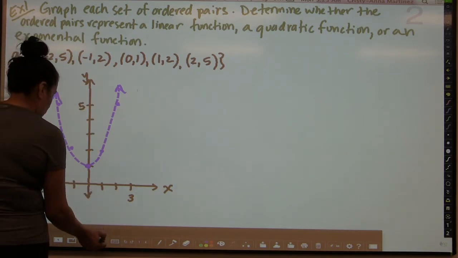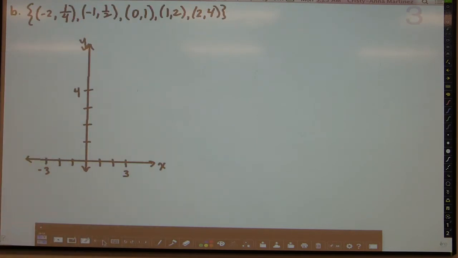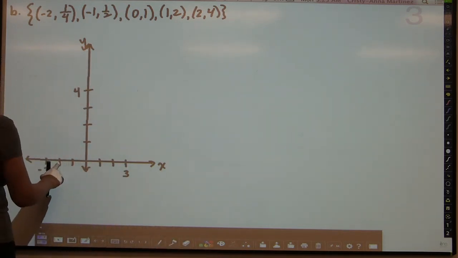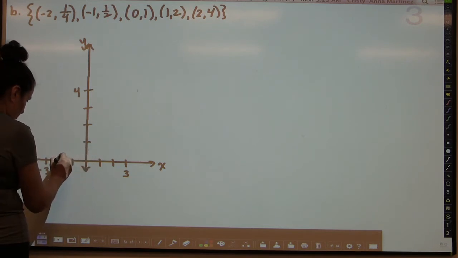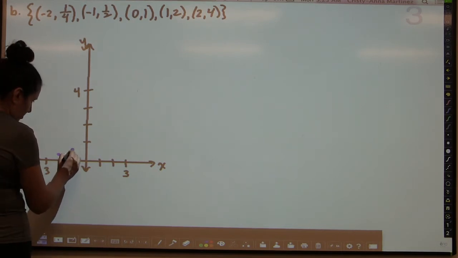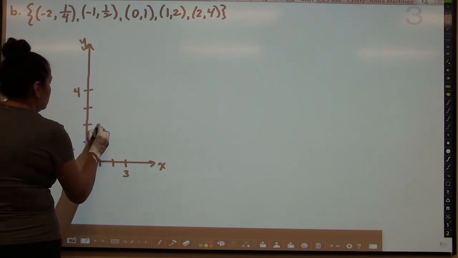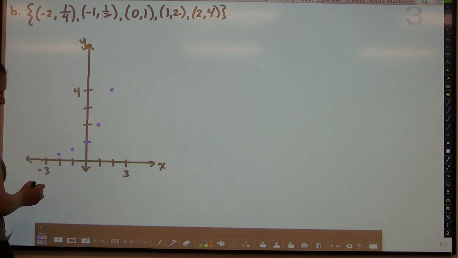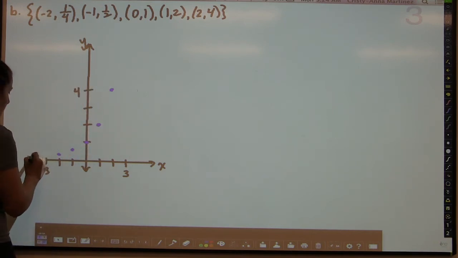So now I'm going to go to our part B. Same thing, they want us to graph this little guy. So negative 2 is right here. And then 1/4, we're going by 1, so this is a half, so a fourth will be right about here. And then negative 1 and 1/2 is right here. And then 0, 1 is right here. 1, 2, and 2, 4. Now this is not going to be linear because the line won't go through those points, and it's not even going to be quadratic because then it's missing the other piece over here. So this looks like it's going to be exponential.